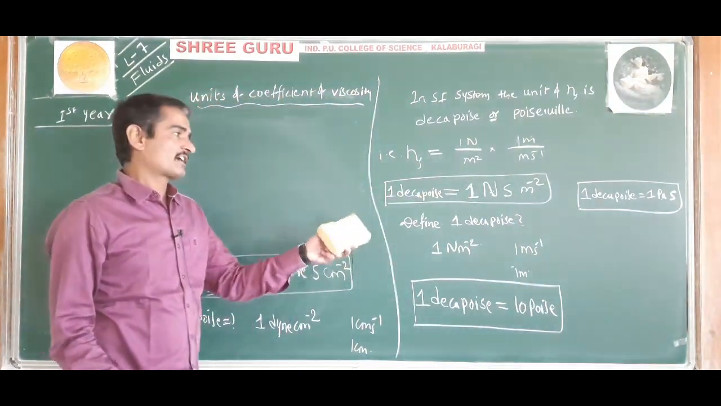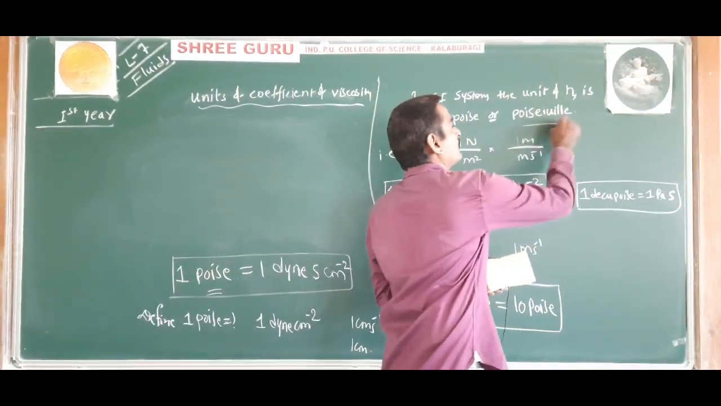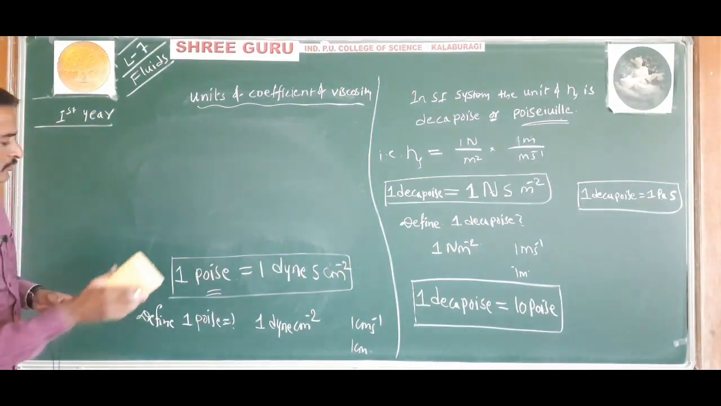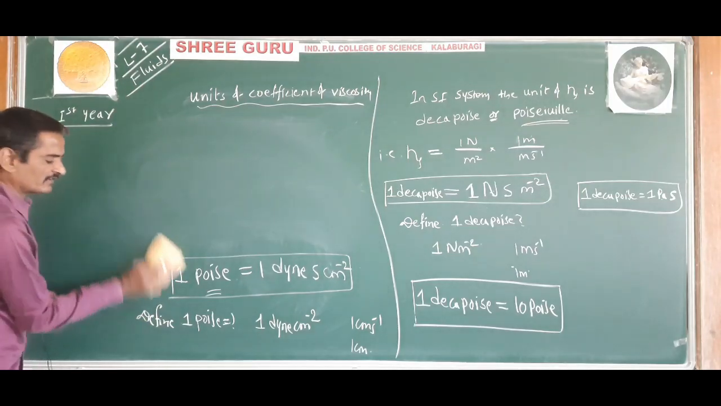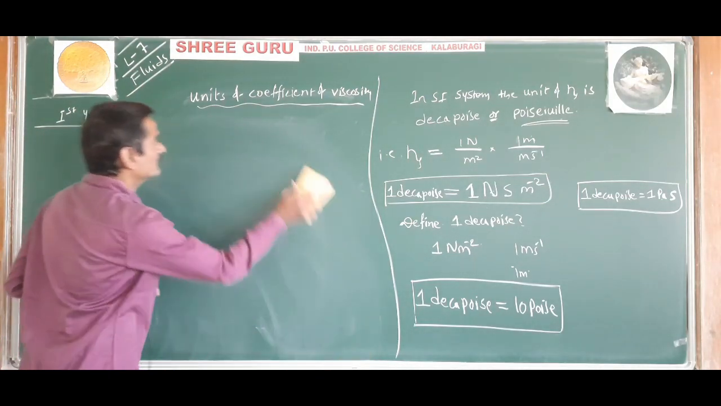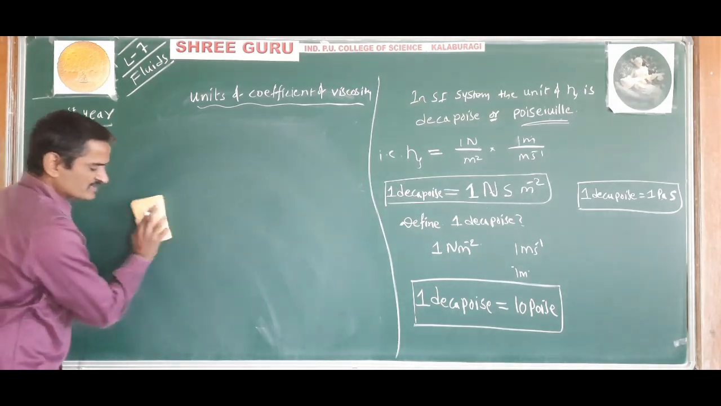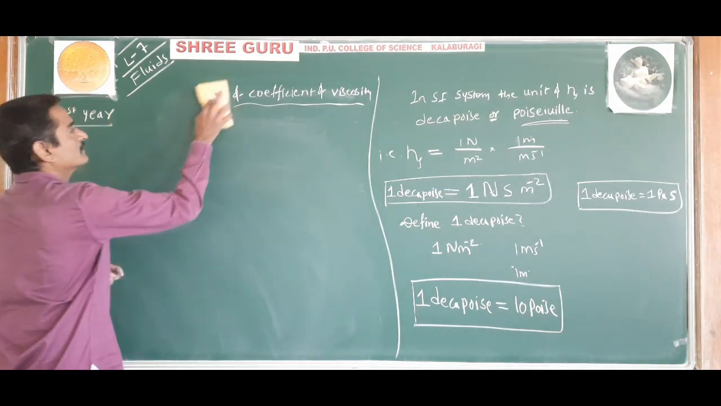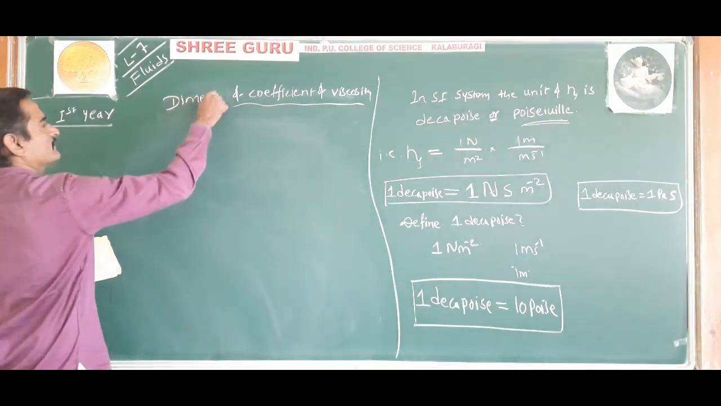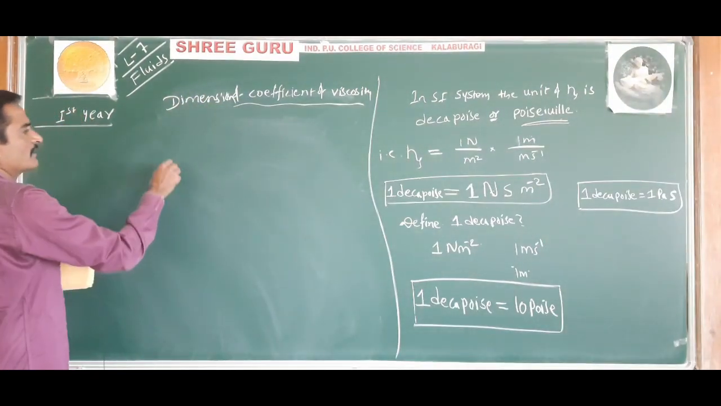Decapoise is correct. You have to write poiseuille, not poise. Understood? So poise will be the CGS unit of coefficient of viscosity. Okay. So now, what is the dimension of coefficient of viscosity?